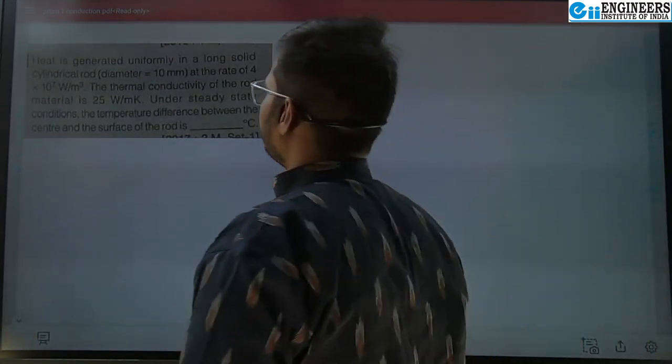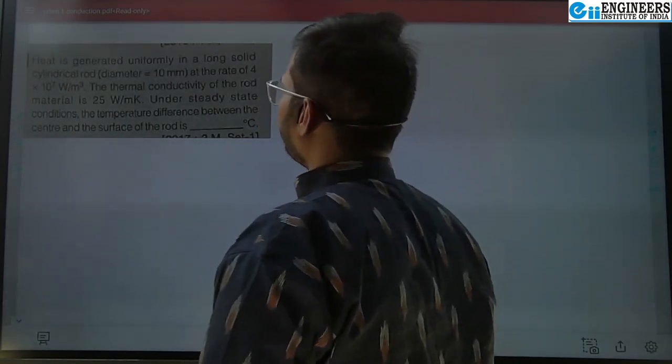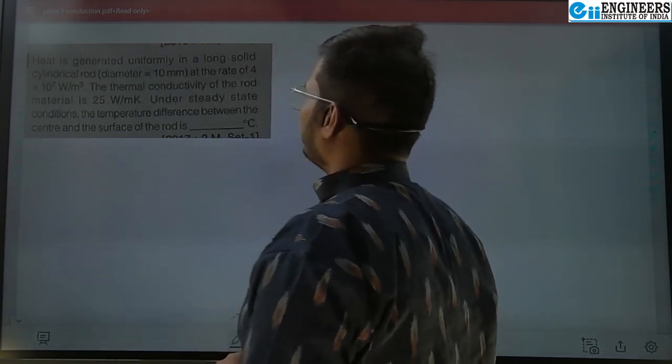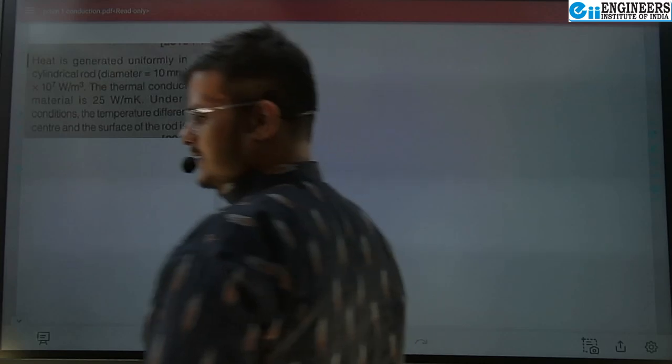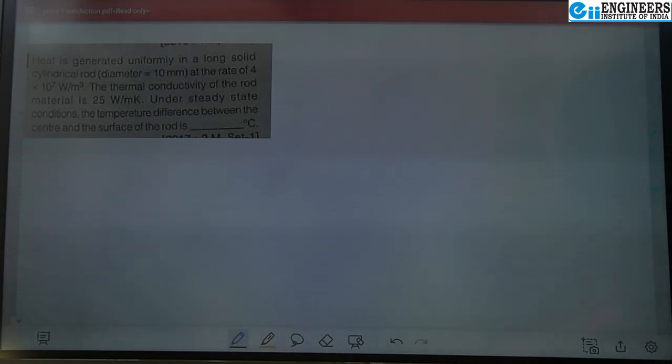What does it state? That heat is generated uniformly in a long cylindrical rod at the rate of 4 this much. The thermal conductivity is this. Under the steady state condition, what is the temperature difference between the center and surface of the rod? So you have to calculate what the temperature is going to be at the steady state condition.